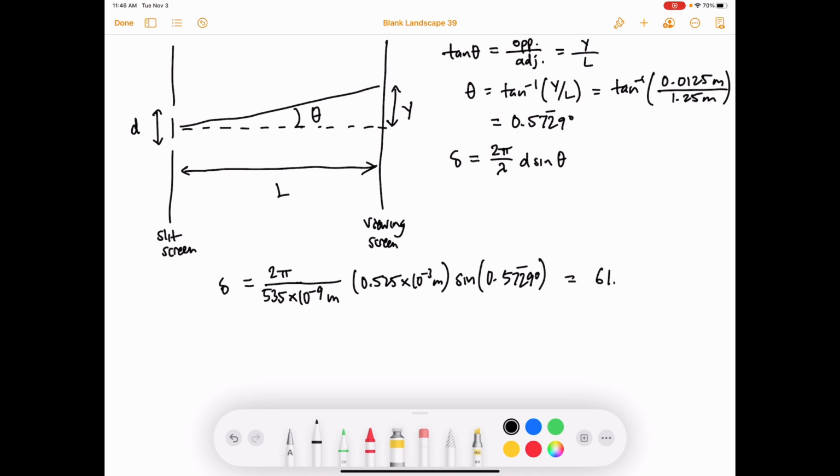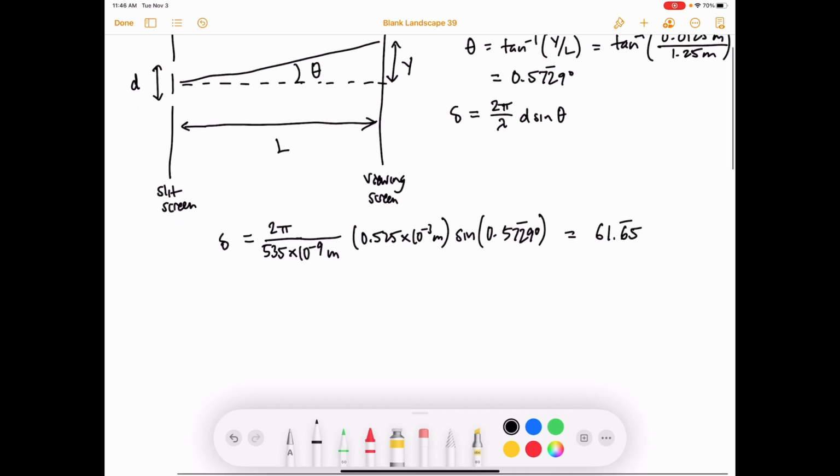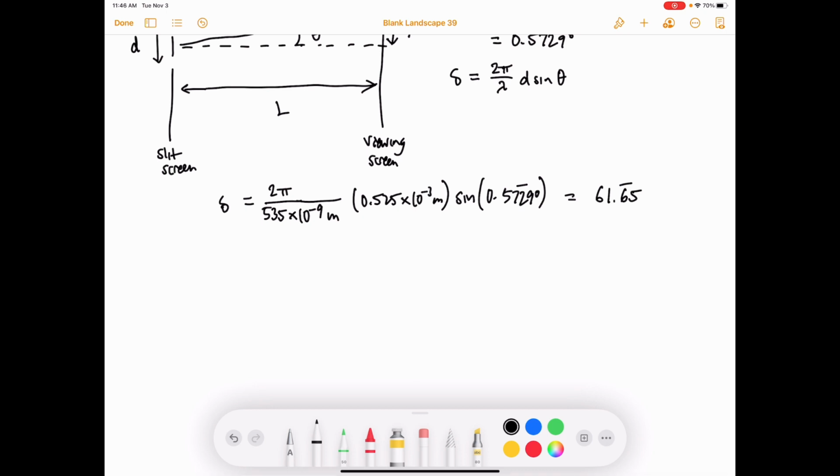Turns out to be 61.65. And this is a little tricky, but to be clear, the units are radians. This 2 pi factor sets the unit to be radians. The units of meters cancel out. And then, of course, sine of anything is just a unitless number. So this is in radians.